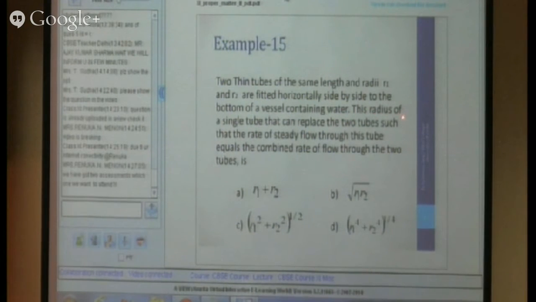What should be the radius of the single tube that can replace the two tubes such that the rate of steady flow through the tube is equal to the combined rate of flow through the two tubes? Let me make the situation. Sometimes they don't give you the figure. If they don't give you the figure, then you have to plan it yourself.